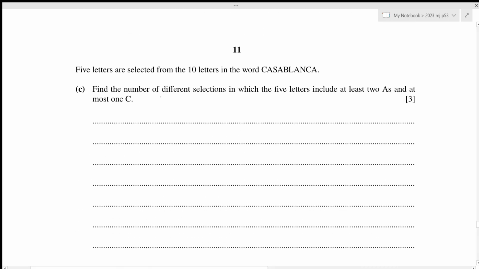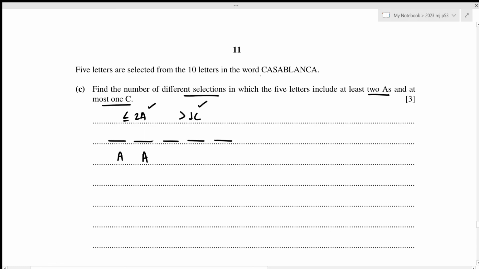Now we need to find the number of different selections in which the 5 letters include at least 2 A's and at most 1 C. So we need to have at least 2 A's and at most 1 C. And we're looking for 5 selections. 1, 2, 3, 4, 5. Okay. So let's start with the minimum letters for both these criteria. So for A, we need to have a minimum of 2 A's. And for C, we can have a minimum of 0 C, right?